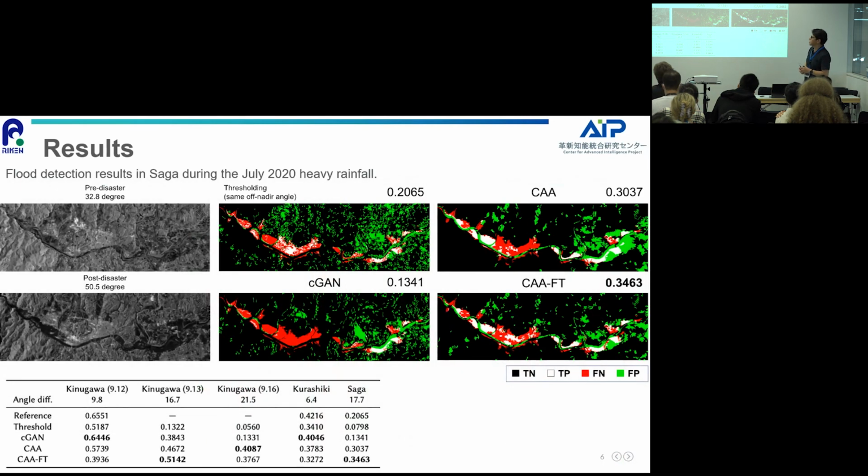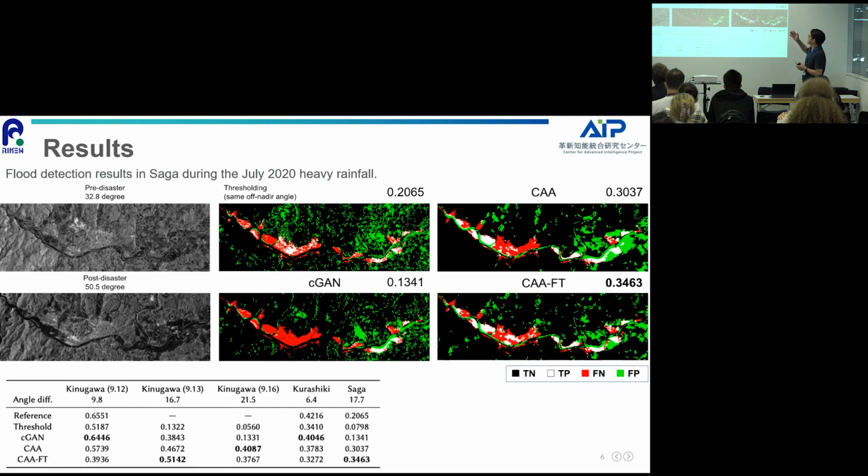So in this case, this is another area, also in Japan. We have pre-event and post-event different acquisition conditions, but you notice the angle is much larger, right? So almost 20 degrees, more than 20. So in this case, the CGAN doesn't work, right?